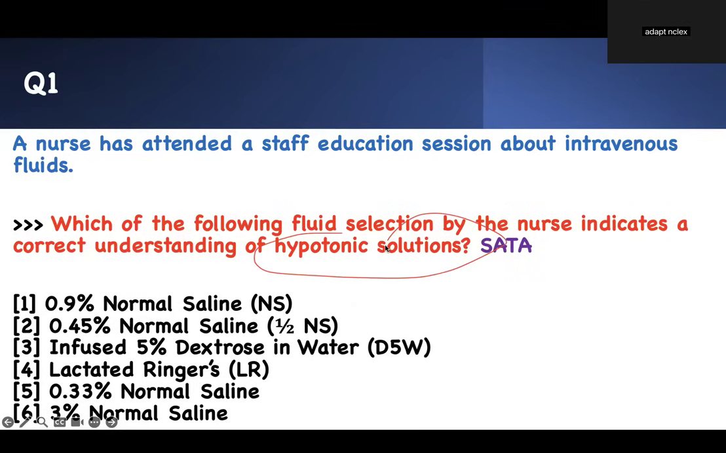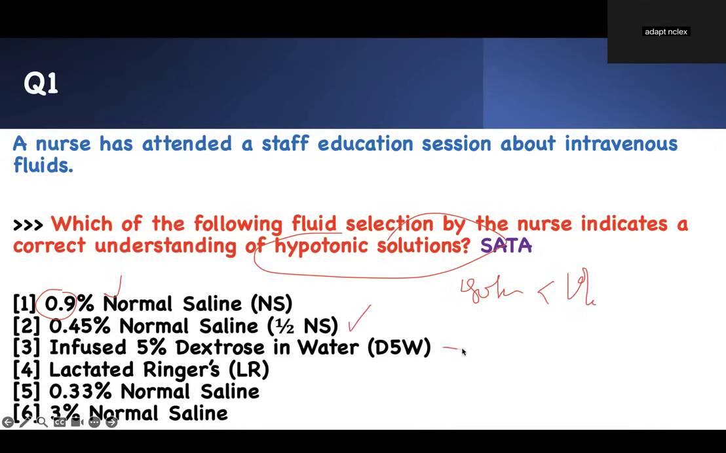A nurse has attended a staff education session about what? IV fluid. The stem of the question does not tell you anything. You can answer the question based on just the last portion of the question. So which of these is a hypotonic solution? For hypotonic solution, you have to compare it to isotonic solution. You should have what? Less than 1% concentration. That's all. So which one has less than 1% concentration? Normal saline 0.9 is exactly 1%. 0.45% normal saline is half normal. This is a hypotonic solution.